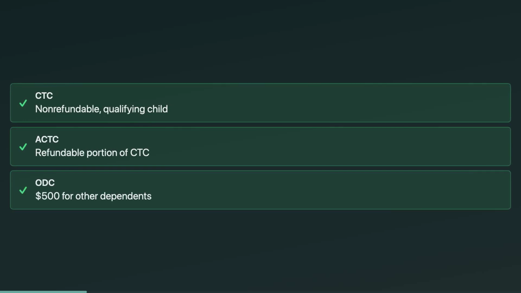Don't mix up the child tax credit with the child and dependent care credit. Totally different credits. For this lesson, think in three buckets: the child tax credit, which is non-refundable, the additional child tax credit, which is the refundable piece, and the $500 credit for other dependents, for dependents who don't meet the child rules. On the EA exam, they love asking which bucket a dependent falls into.